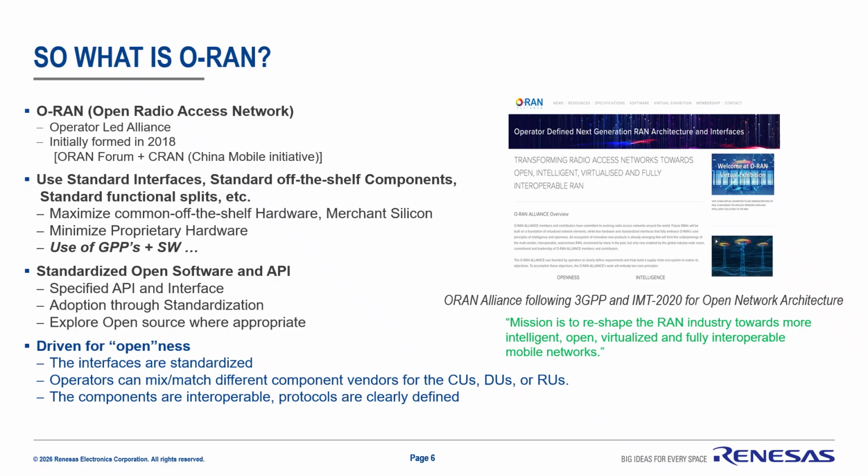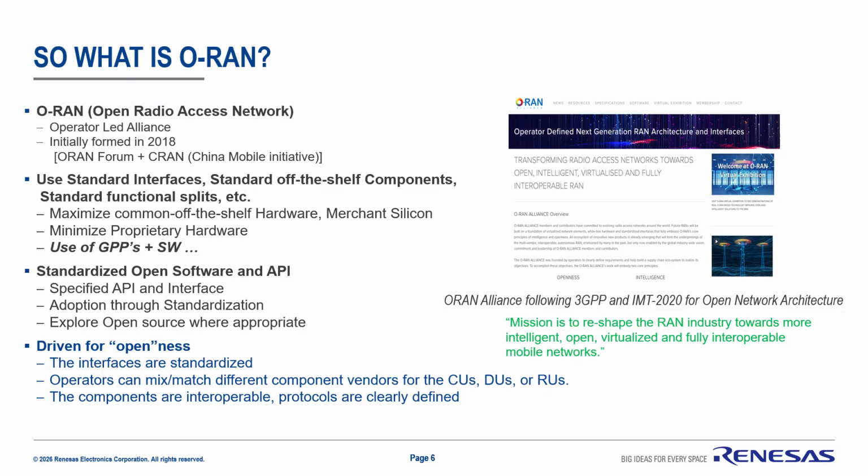So what is ORAN? Well, as I mentioned earlier, this is an operator-led alliance that was initially formed in 2018. And what they wanted to try to achieve is the usage of standard interfaces and standard off-the-shelf components to basically deploy the radio access network. And the idea here is they would define all of the standard functional splits of the radio access network, allowing them to maximize common off-the-shelf hardware, silicon, and minimize the usage of proprietary hardware. This also would lead to standardization of open software and APIs to control and manage the Open RAN network.